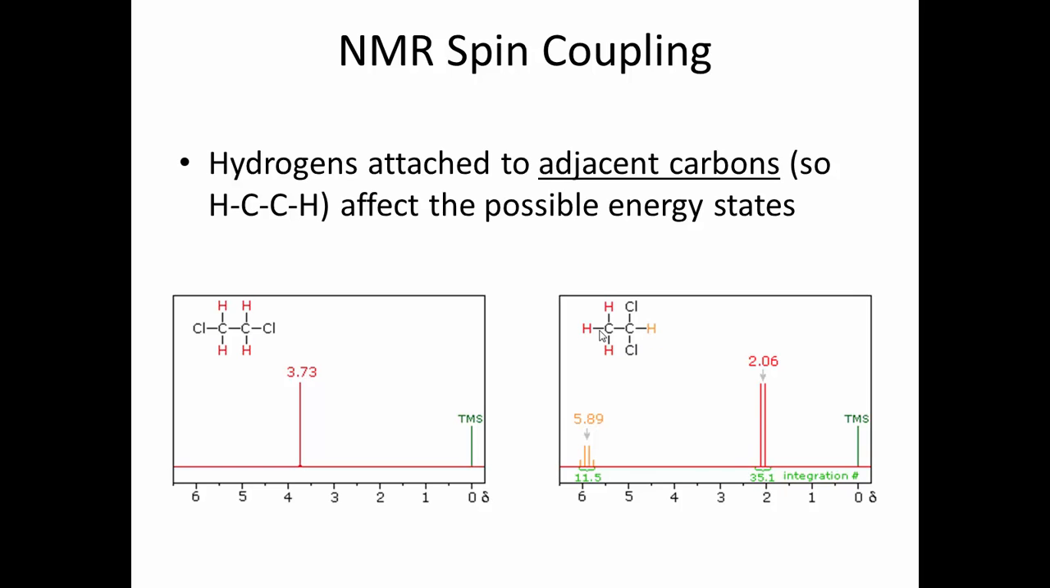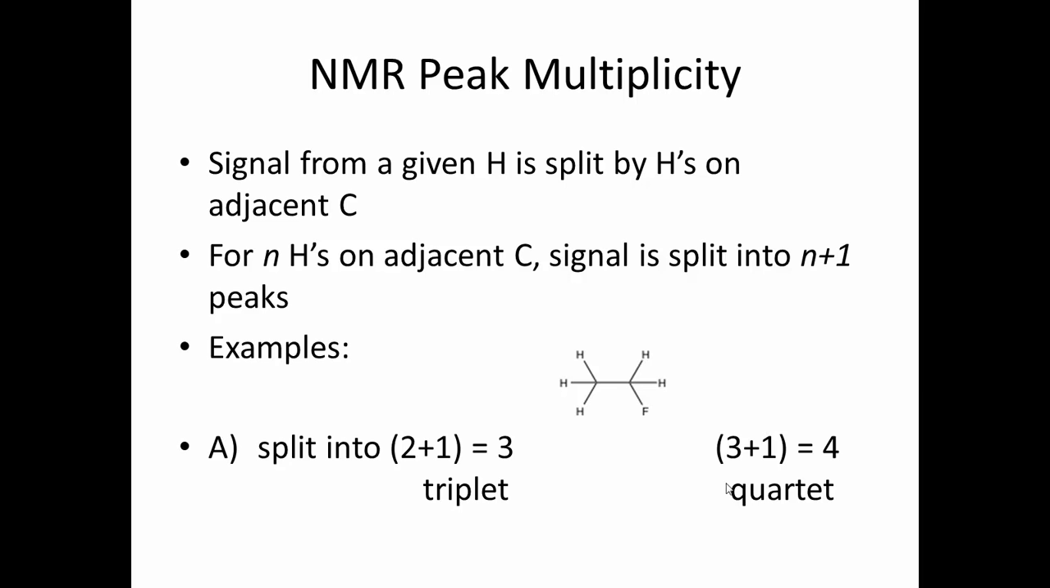On the other side, we have the methyl hydrogens. We know the peak is going to be taller. We have 3 hydrogens in this chemical environment, but it's next to a carbon with only 1 hydrogen. So we have 1 plus 1 is 2 peaks. And here that is again.